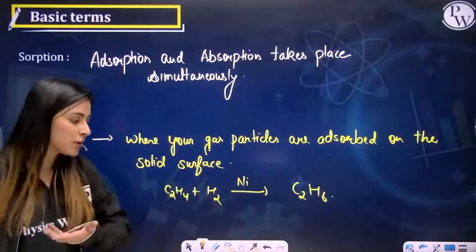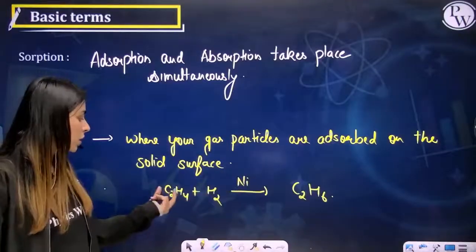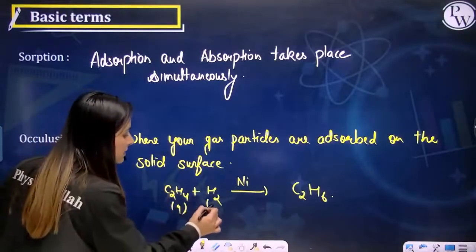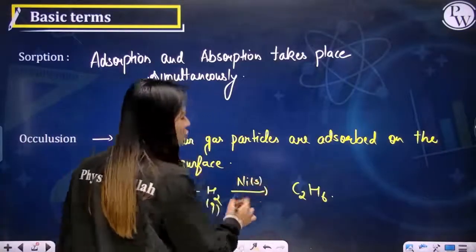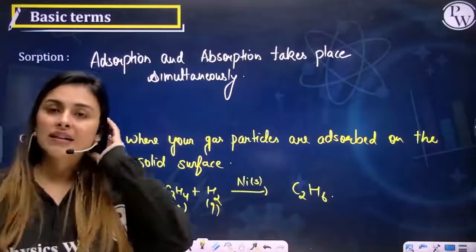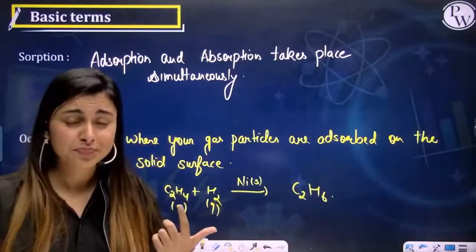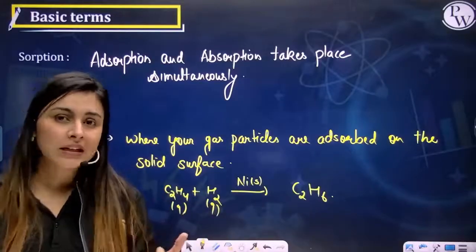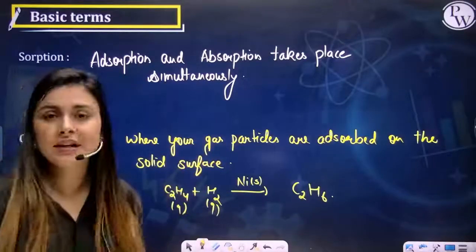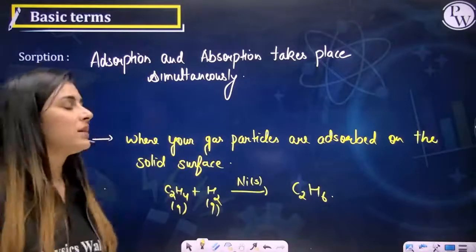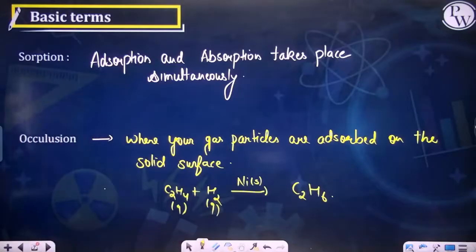The catalyst actually provides a surface where this gas and this gas, both of them get adsorbed on the nickel solid. Okay, so this process is an example of occlusion, where your adsorbent is the nickel solid and your adsorbate are these two reactant gases. Okay, so this is what is known as occlusion. Please write it down, then we'll move forward.